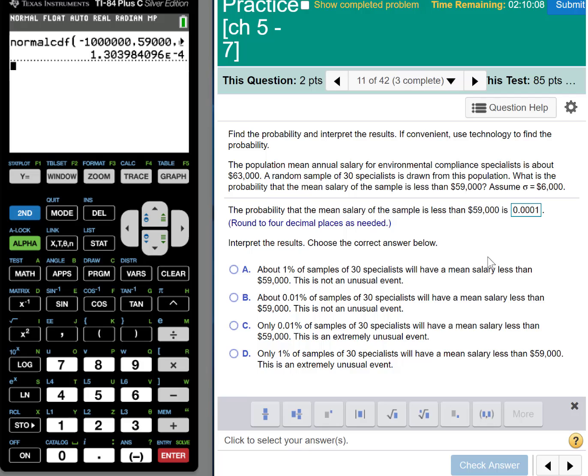Okay. Now he's asking you to select the correct answer. It can't be 1%. This is less than 1%. To change this one, guys, to a percent, you have to multiply by 100. And actually, if you multiply by 100, it will be 0.01%. So it's going to be either this or that. Is this an unusual event? Yes, it is an unusual event. So this is an extremely unusual event. You choose this one as the answer.